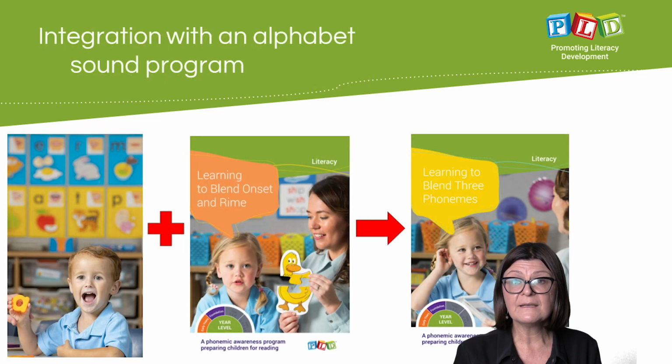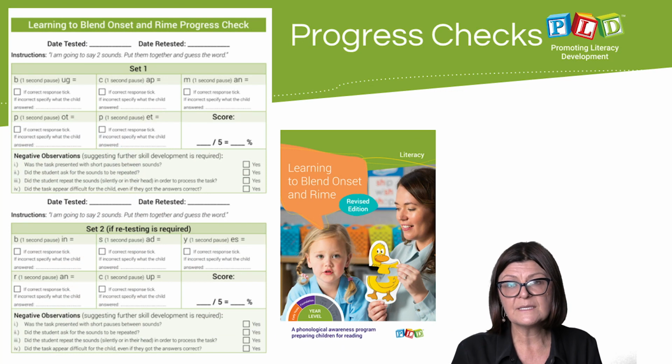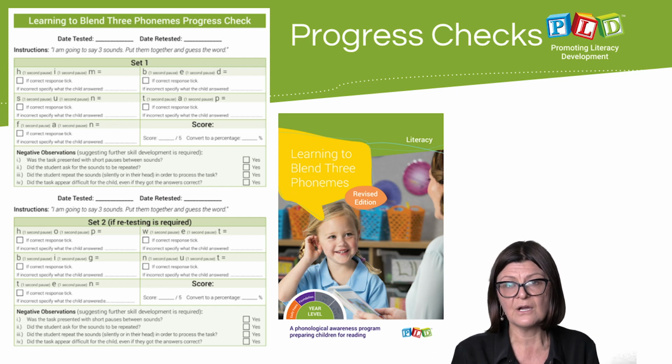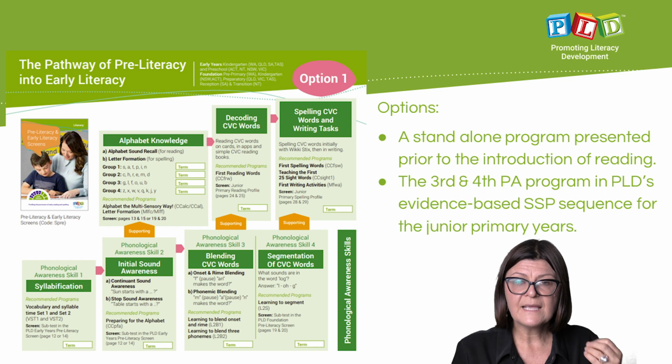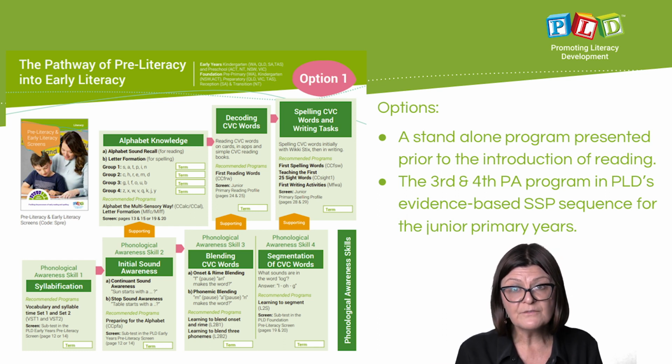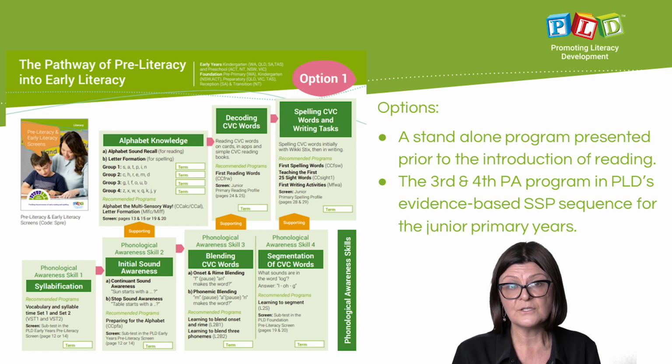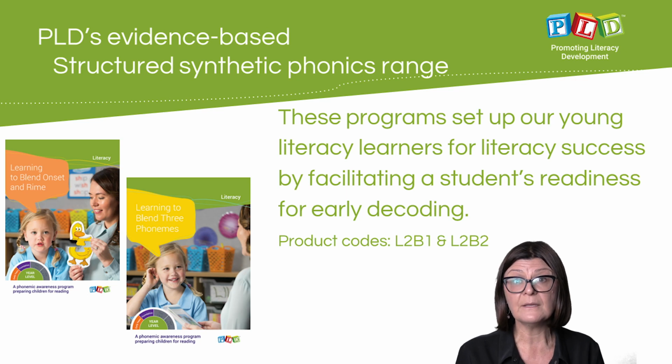It is ideal to integrate these blending programs, as has already been said, with an alphabet sound program. The programs contain progress checks to stop and check to see if skills are coming along. Each of these assessments takes about a minute a child. Remember, this can be a standalone program. It can be integrated with a different alphabet sound program, but it also exists as the 3rd and 4th phonemic awareness programs within PLD's evidence-based structured synthetic phonics sequence for the junior primary years. These programs set up our young literacy learners for literacy success by facilitating a child's readiness for early decoding.